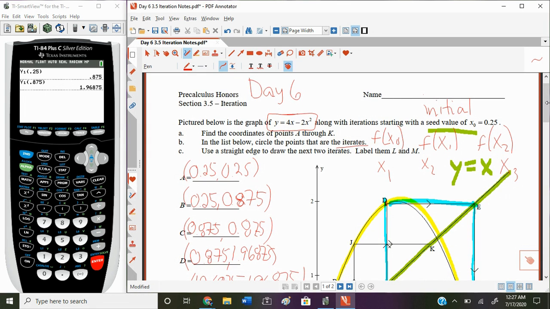Let's label these. This is iterate number 1, x sub 1. This is iterate number 2, that's x sub 2. We're sort of doing part B right here, where it says, in the list below, circle the points that are iterates. So point B, point D, those are iterates. You can guess which one will be the next iterate, and that's the one that we need to do right now.